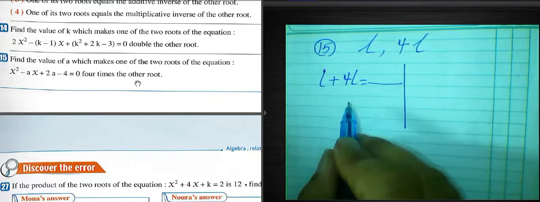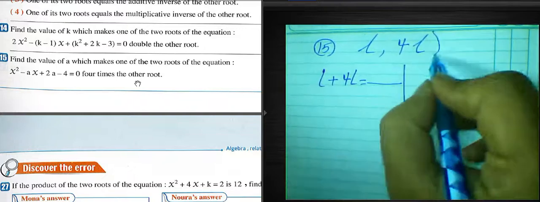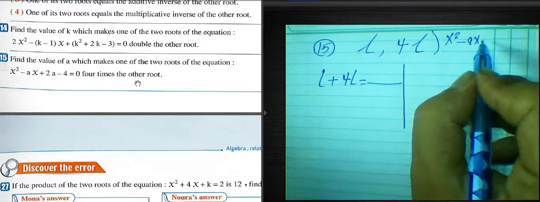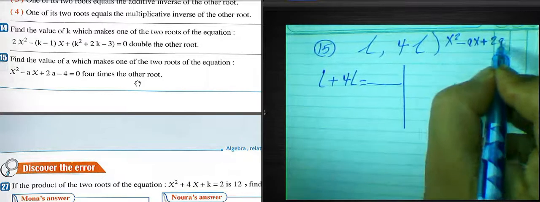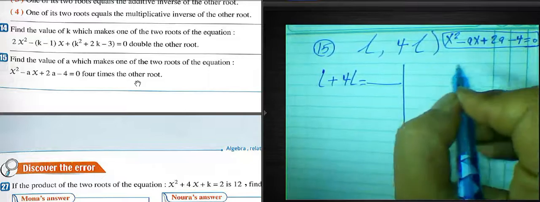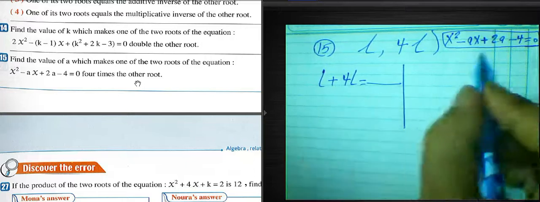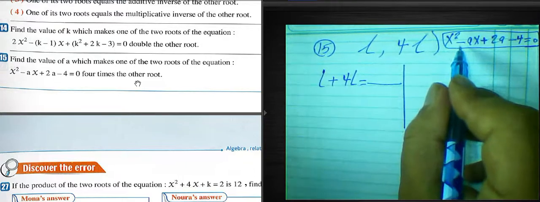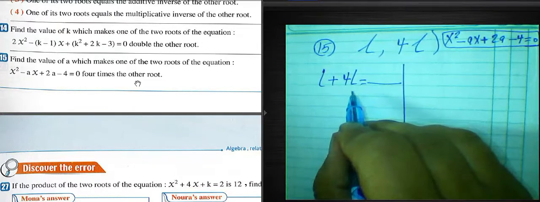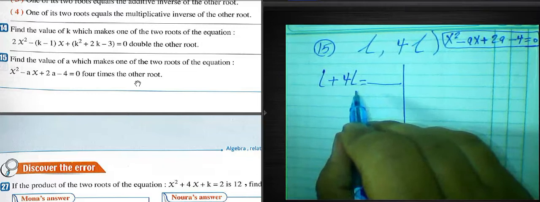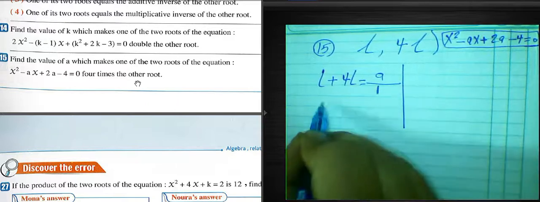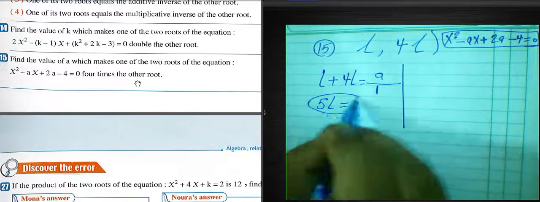the coefficient of x. Look at this equation here: x power 2 subtract ax plus 2a subtract 4 equals 0. The sum of them equal negative a. We cancel the negative because the sum of two roots equal negative coefficient of x over coefficient of x power 2. So we write a over 1. So 5L equal a. It's the first equation.